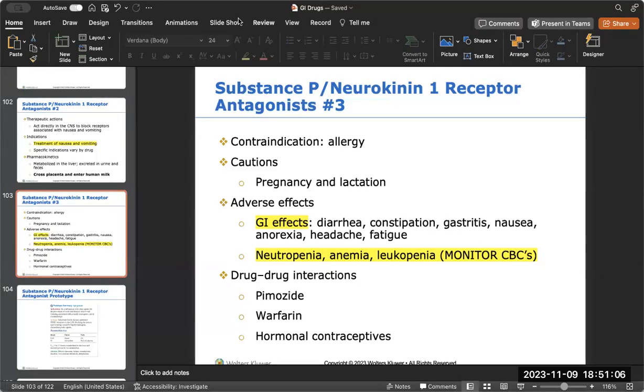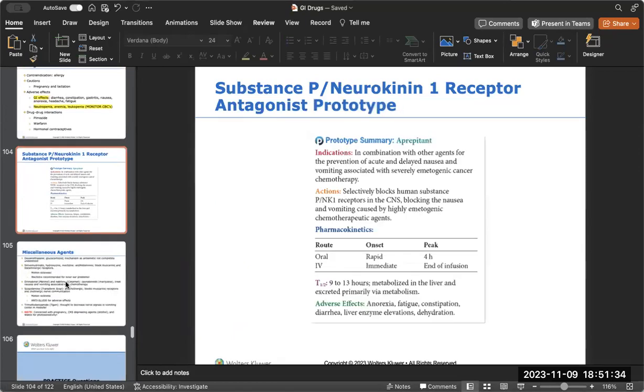And we might have to put them on neutropenic precautions, which is something I'll be talking about in your anemia med-surg lecture. But neutropenic precautions include things like no fresh flowers, no fresh fruits, no visitors, things like that to reduce infections. Drug-drug interactions for any of these pitant ending drugs are pimozide, warfarin, and hormonal contraceptives. So no birth control, okay?